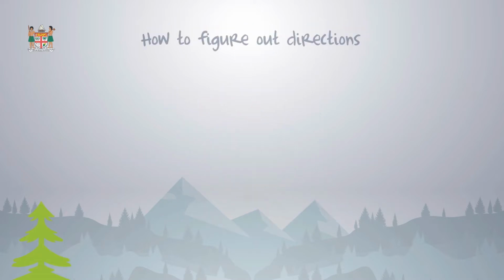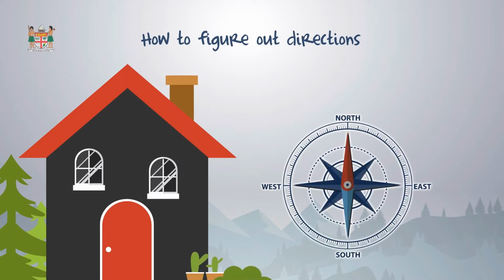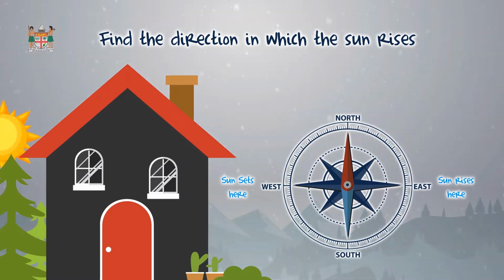You might wonder how to find out the directions based on the location of your house. Here's a simple way to figure it out. First, find the direction in which the sun rises. That is the east. The sun sets in the opposite direction, which is the west.